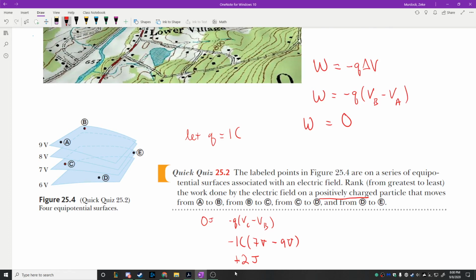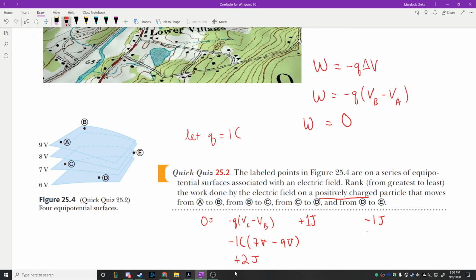C to D, we can kind of skip the math now if you understand the idea. Going from C to D, you're going from 7 to 6. So 6 minus 7 ends up being 1. So this would be like positive 1 joule that the electric field would do work with. And then D to E, you're going from 6 to 7. So 7 minus 6 is 1, but there's a negative sign. So this one would be -1 joule.